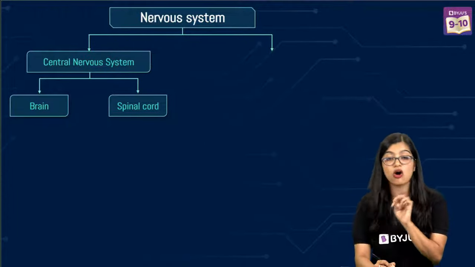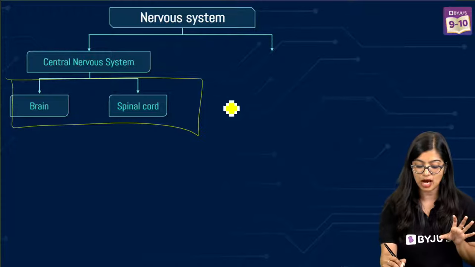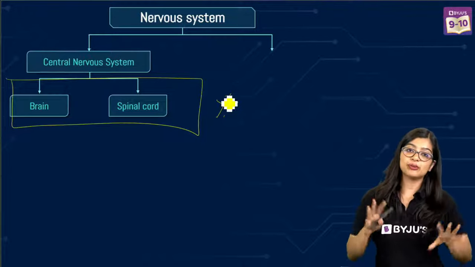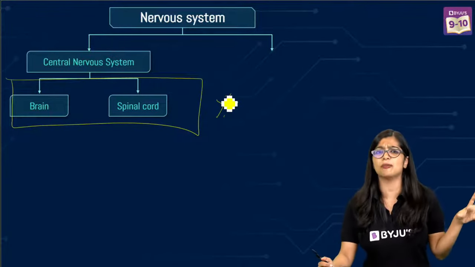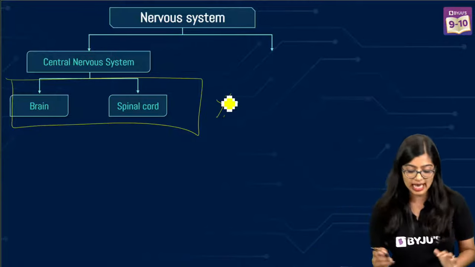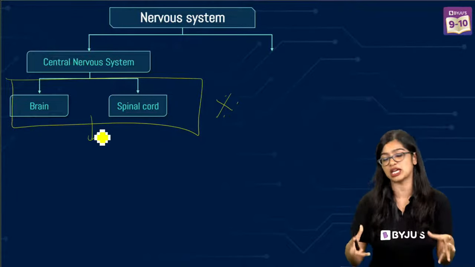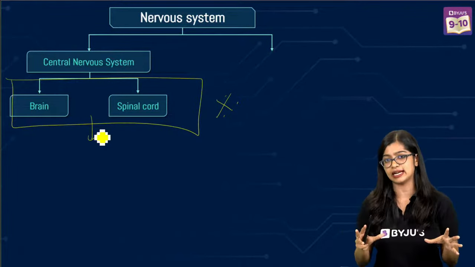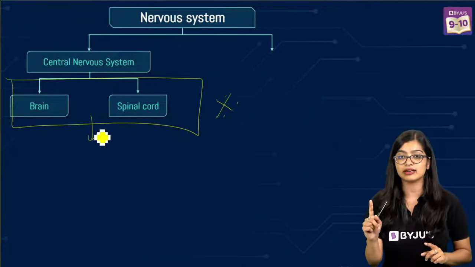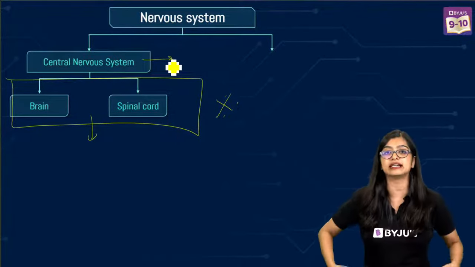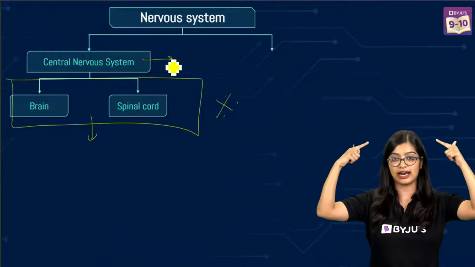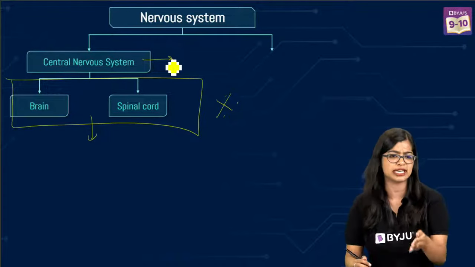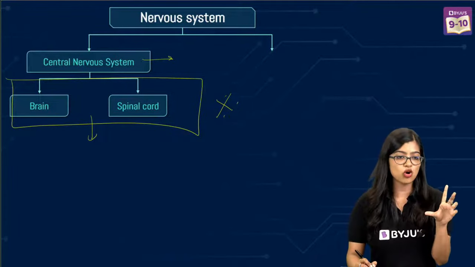Today's class will focus mainly on this part, the brain and the spinal cord. We know that these are the primary controlling systems in our body. They are responsible for a lot of the control and coordination that takes place inside our body. We call it the central nervous system because they are centrally present in our body. The brain is present in the head region, and the spinal cord runs perpendicular to it, in the back region. Are we clear so far?